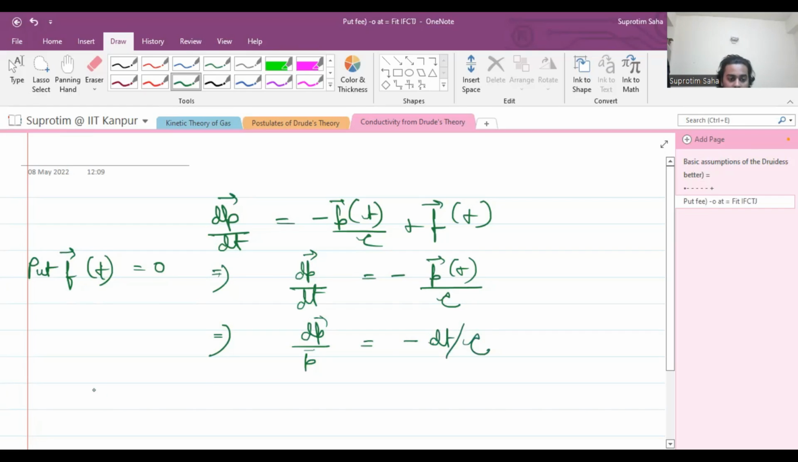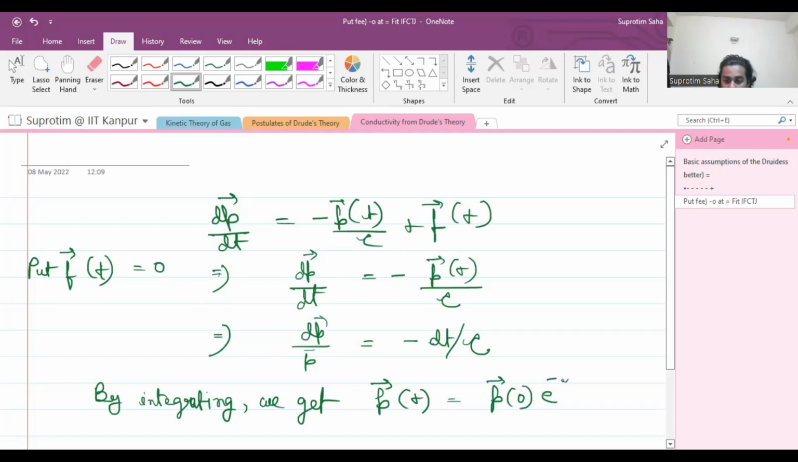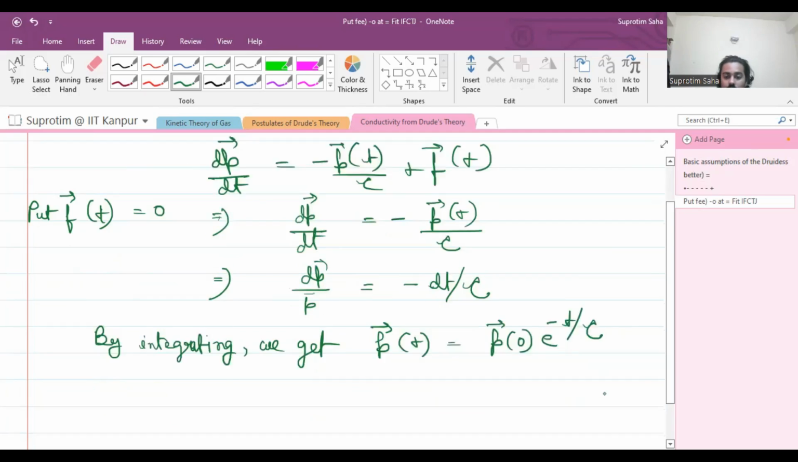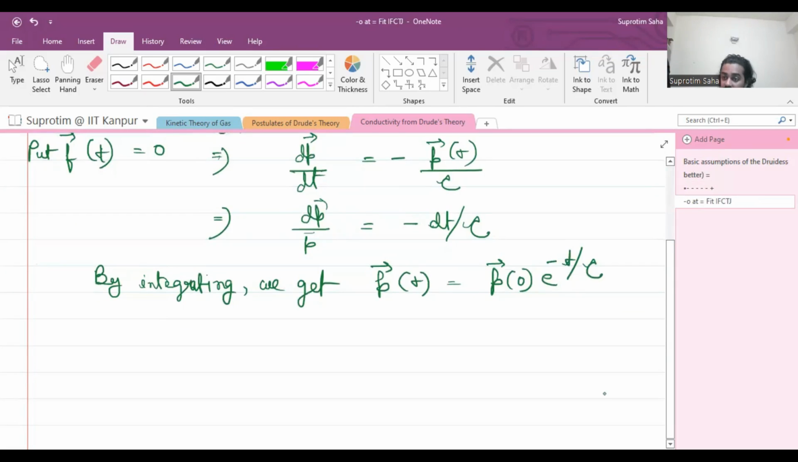And by integrating, we get p of t equals p naught e to the power minus t over tau. So the momenta exponentially decrease in a typical time scale of tau. If there's no force acting on the electrons, the momenta of the electrons will exponentially decay down.